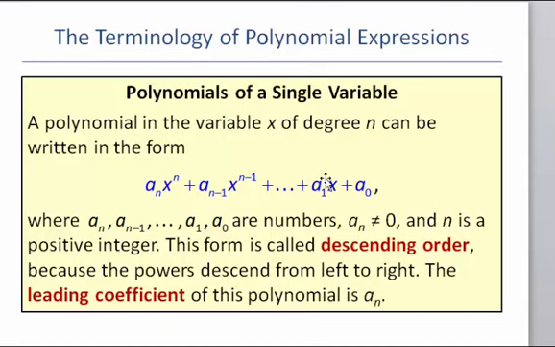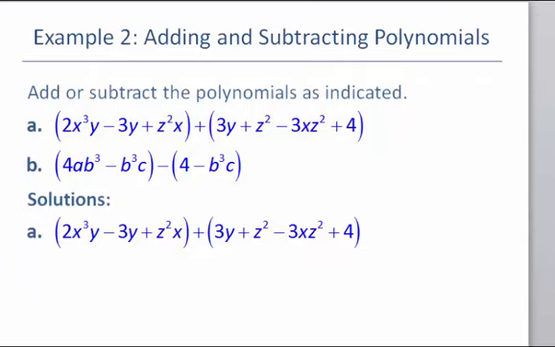And this is putting the polynomial in descending order because we're going from our highest power to our lowest, and the leading coefficient of the polynomial is going to be a sub n. So that's going to be your first coefficient on that x to the n term. Now we'll look at just doing some basic operations on the polynomials first. We're going to start with addition and subtraction.